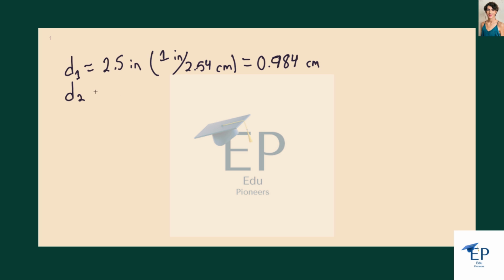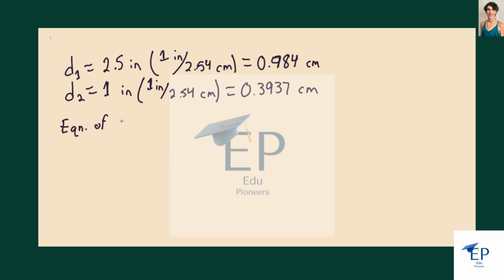centimeters. And here it's going to be 1 inch. And then for every 1 inch, there is again 2.54 centimeters. So this is going to give us 0.3937 centimeters. So now here, we're going to have to use the equation of continuity in order to solve for the velocity in the second section of that pipe.